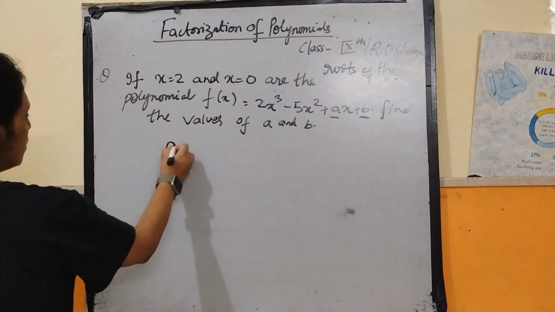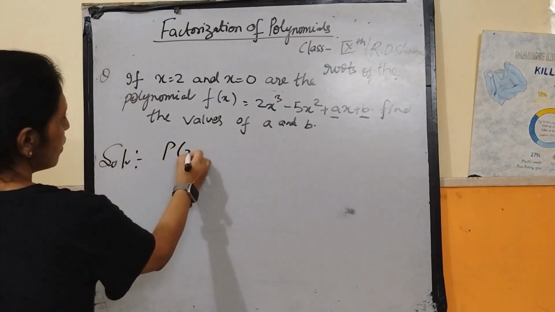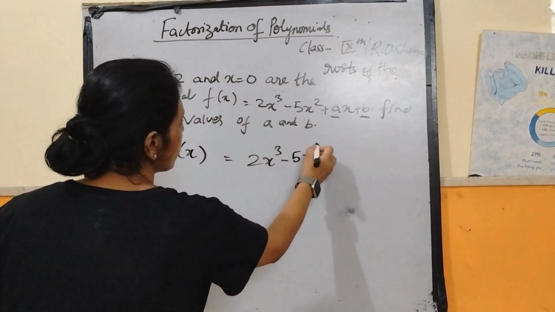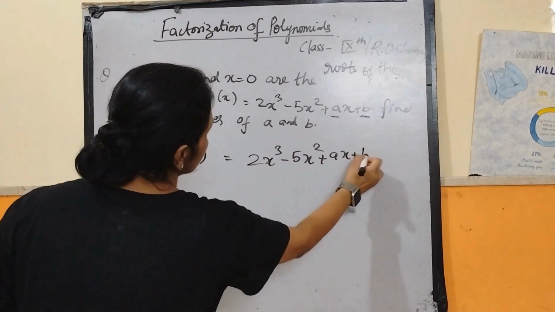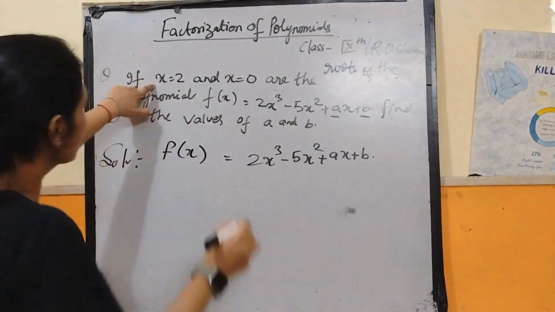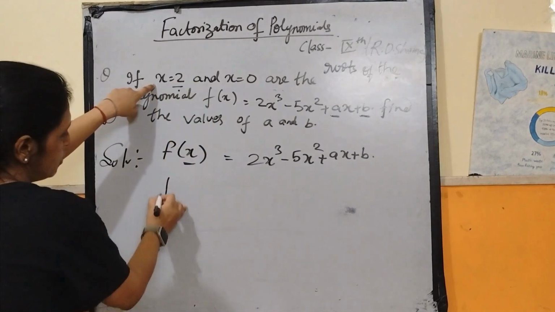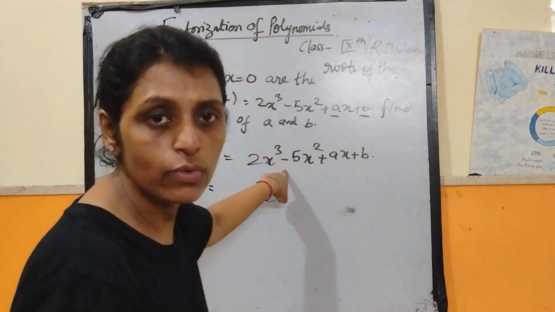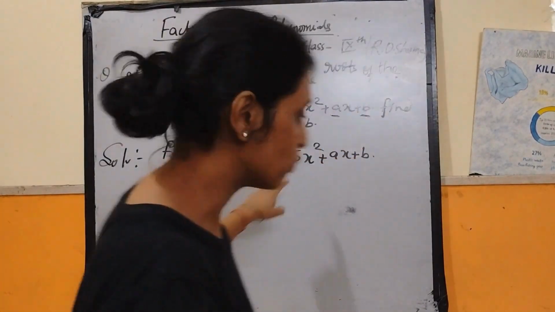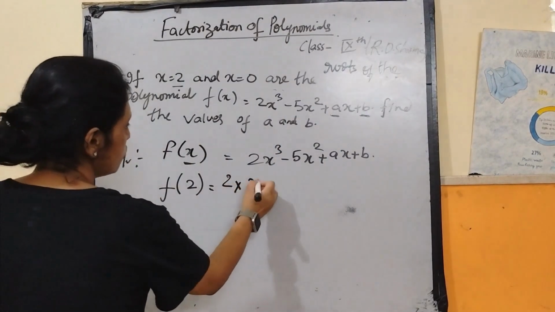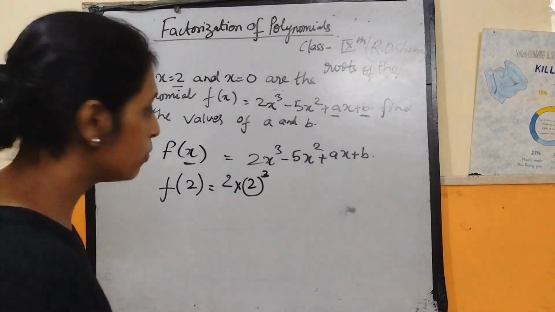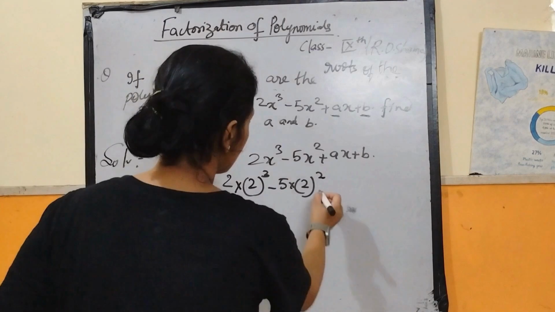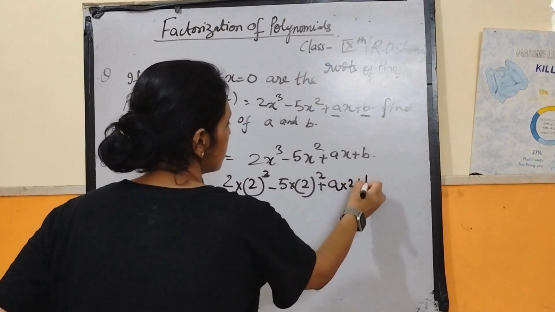So we have the polynomial as 2x cubed minus 5x squared plus ax plus b. Okay. Now first we will take the value of x as 2. So we will put the value of x as 2. Wherever x is there, we have to substitute the value as 2. Okay. So we put 2 into 2 cubed minus 5 into the square of 2 plus a into 2 plus b.